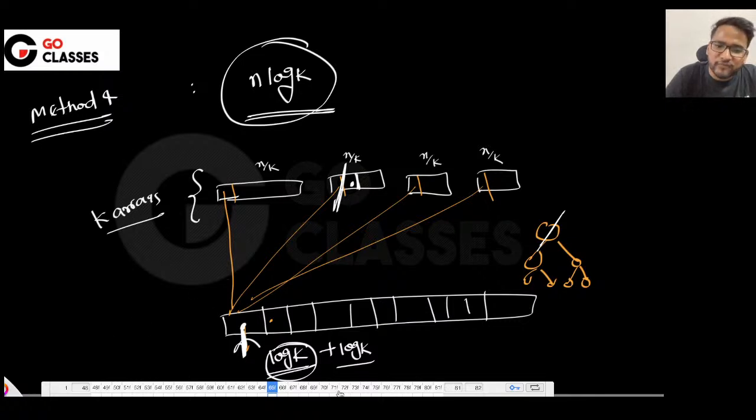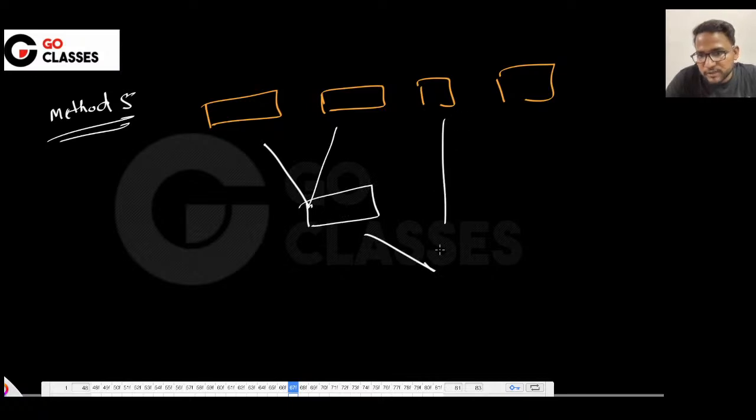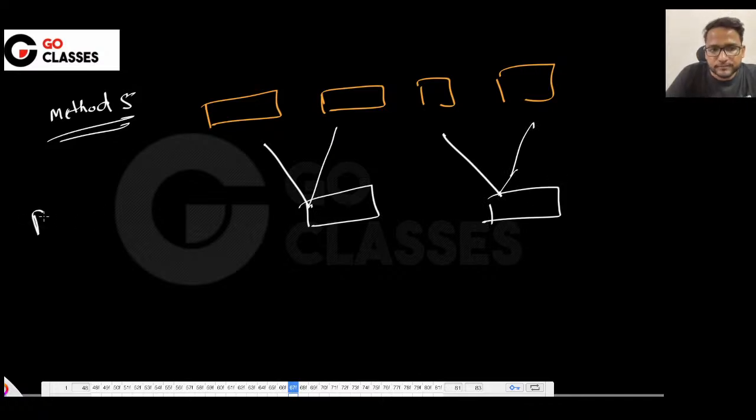Now let's see the final method, let me call it method 5. Earlier, what I was doing was merging these two, then whatever I got here, I was merging with the next one. Instead of doing this, I will be merging pairwise. So let me call it pairwise merge.